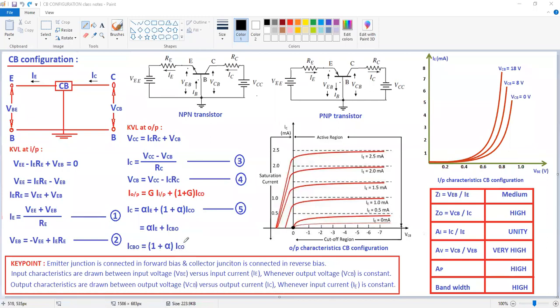In some textbooks, the equation is written directly like this: IC is equal to alpha into IE plus ICBO. That is, the output current is equal to alpha into IE plus ICBO, where ICBO is given by 1 plus alpha into IC naught. These are your input current, input voltage, output current and output voltage equations, including the output current in terms of reverse saturation current. These all are the equations related to the common base configuration. Total 5 equations.